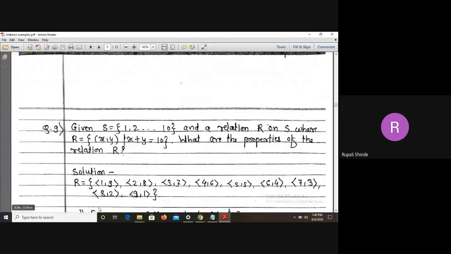Now we have to find out what are the different properties satisfied by this relation R. Out of 5 properties, tell me what are the different properties satisfied by relation R. Now check whether this relation satisfies the reflexive property. No. Okay. Whether it is symmetric.